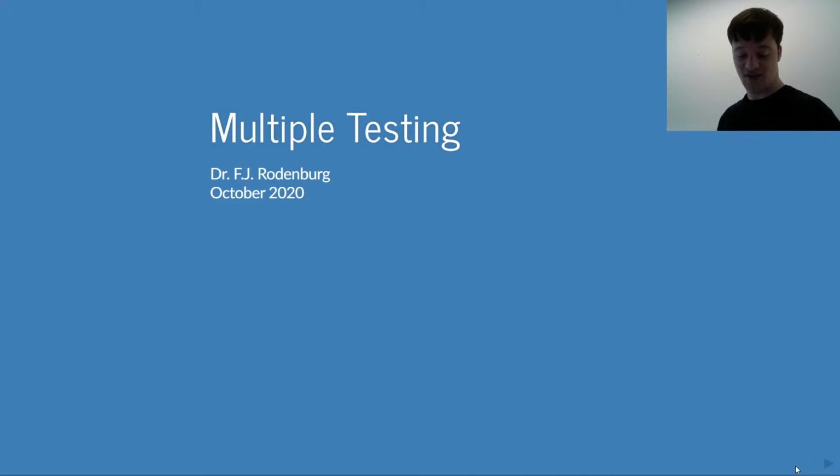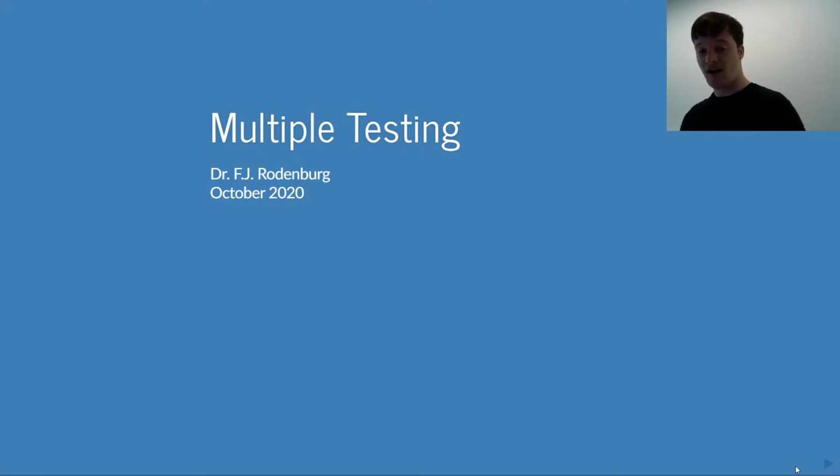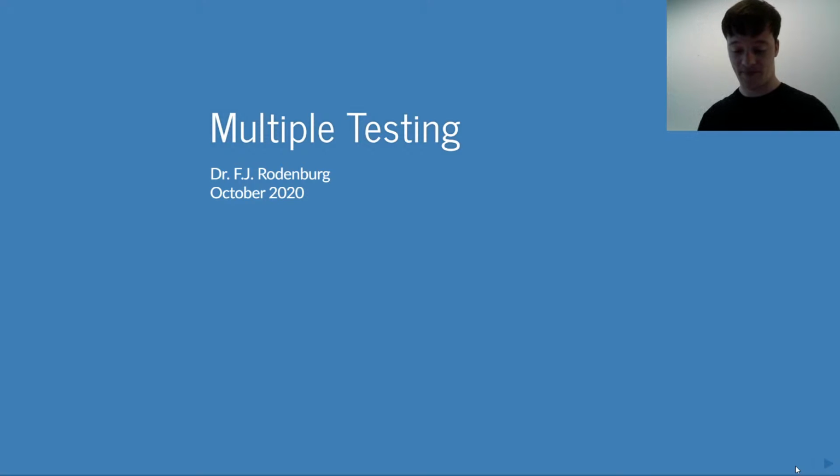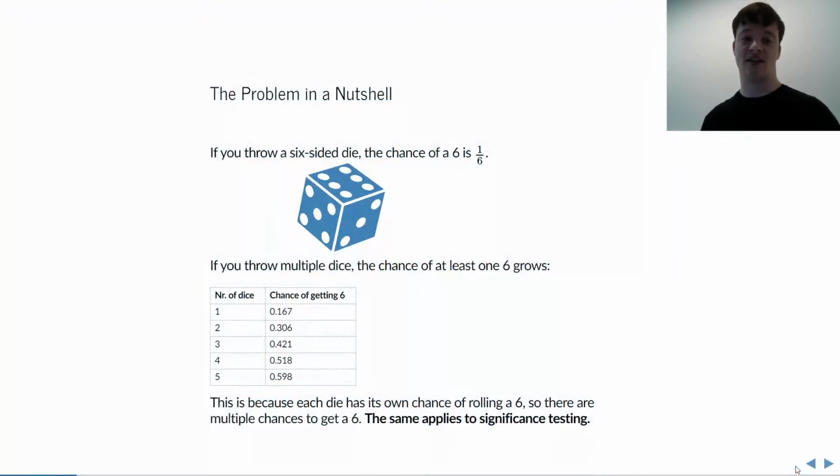If you want to use a significance test, you have to know what the multiple testing problem is, and you have to know a basic correction for it. So multiple testing basically means that you perform more than one significance test. So I've written down a couple of probabilities here.